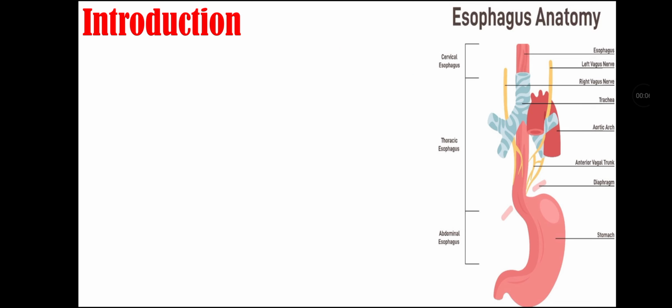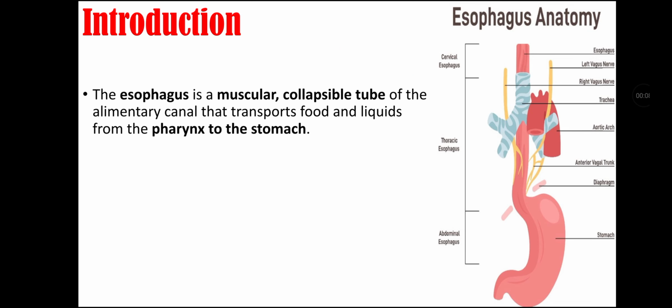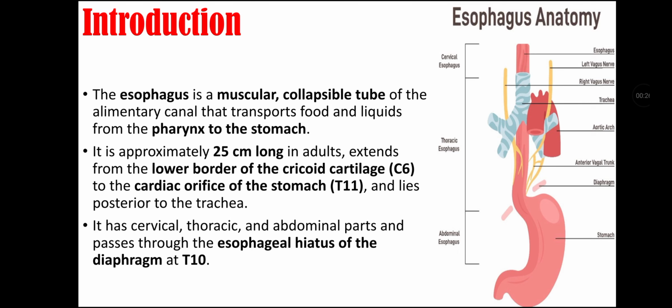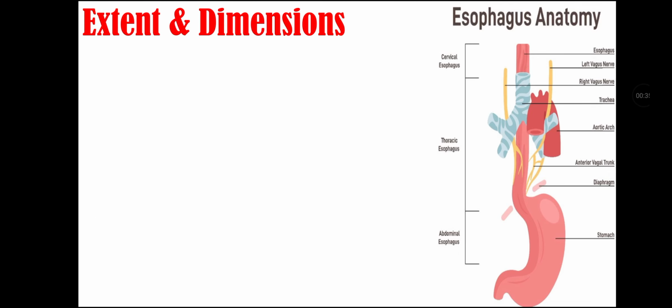So let's start our topic with introduction. Esophagus is a muscular collapsible tube of alimentary canal that transports food and liquid from the pharynx to the stomach. It is approximately 25 cm long in adults. It extends from the lower border of cricoid cartilage to the cardiac orifice of stomach and lies posterior to the trachea. It has cervical part, thoracic part, and abdominal part and passes through the esophageal hiatus of diaphragm at T10 level.